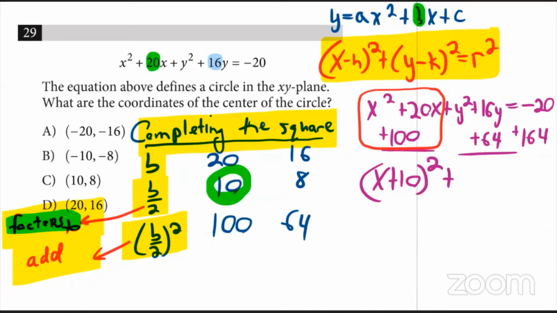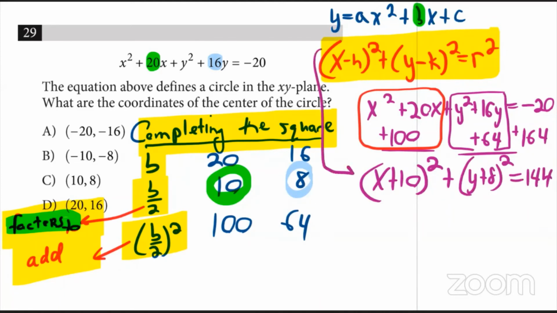So y squared plus 16y plus 64, what does that factor to? What two numbers add to 16 and multiply to 64? 8 and 8. But we knew that already as well, right? So this will factor to y plus 8 times y plus 8, which is y plus 8 squared, and you have 144. Now comparing this to the equation of the circle, this would be like saying x minus negative 10 and y minus negative 8.